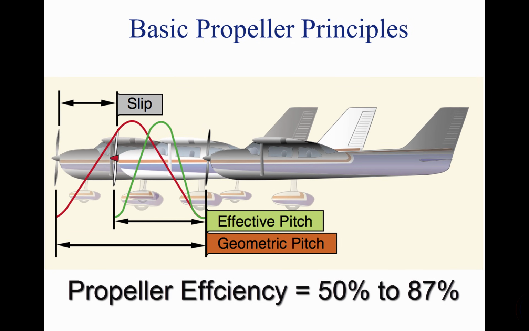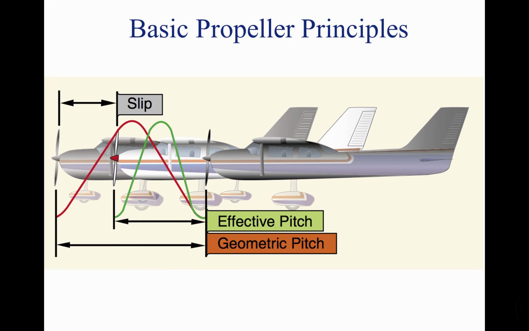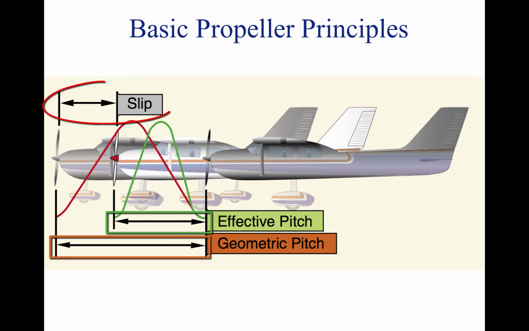Propeller efficiency can range anywhere from 50 to 87%, depending on how much it slips. Propeller slip is the difference between the geometric pitch of the propeller and its effective pitch. The difference is geometric pitch refers to the theoretical distance a blade should travel through the air, and the effective pitch is the amount the blade actually travels. If the effective pitch is in a shorter amount of time than the geometric pitch, the propeller travels through the air too quickly, and that is referred to as a slip.